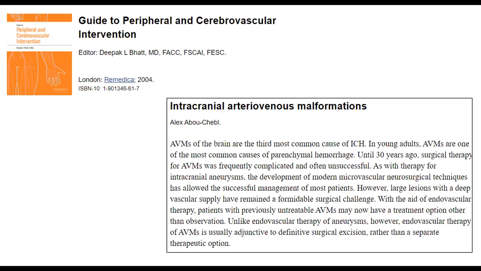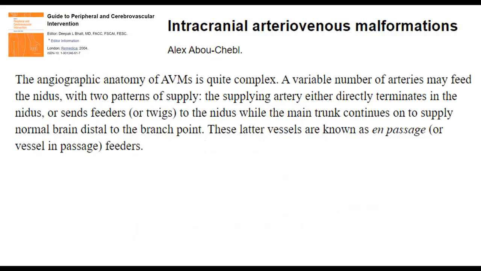All right, let's go to Guide to Peripheral and Cerebrovascular Intervention, intracranial AV malformations. The angiographic anatomy of AVMs is quite complex. A variable number of arteries may feed the nidus with two patterns of supply. The supplying artery either directly terminates in the nidus or sends feeders or twigs to the nidus, while the main trunk continues on to supply normal brain distal to the branch point. The latter vessels are known as en passage or vessel in passage feeders.